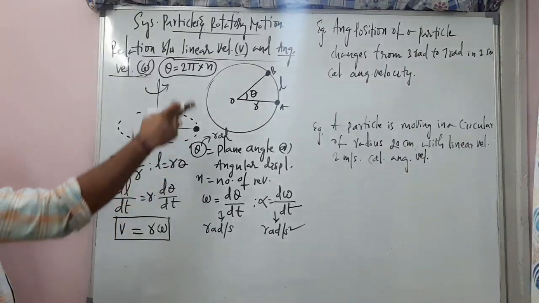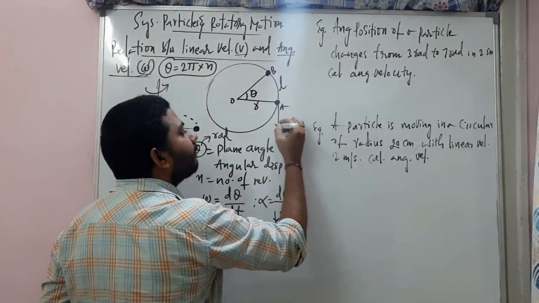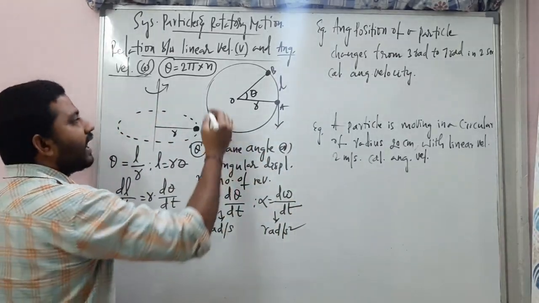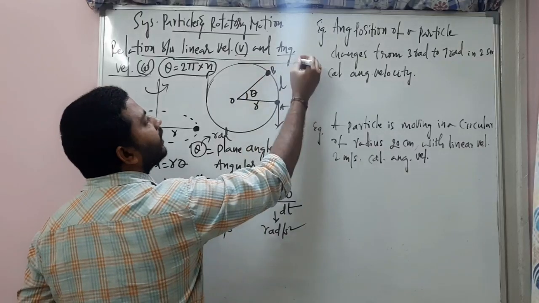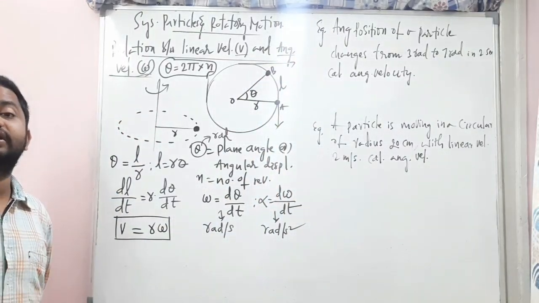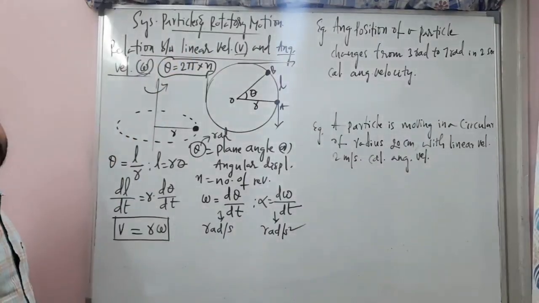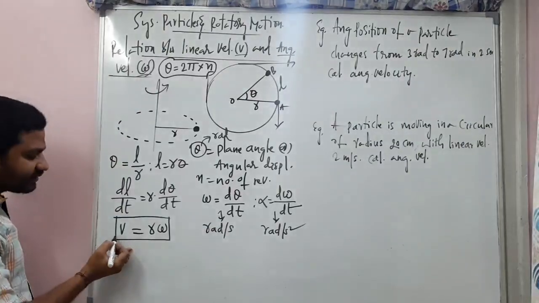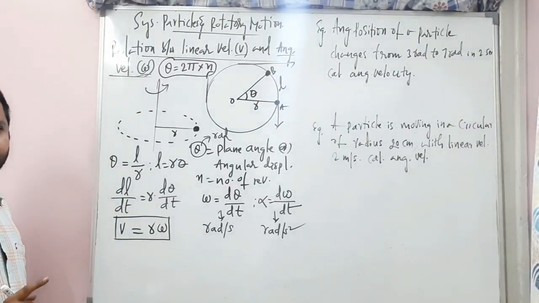The linear velocity direction in the circular path at any point you can find by drawing the tangent like this. At any point, by drawing the tangent like this, you can find the linear velocity direction, and observe carefully in what direction it is. Right?